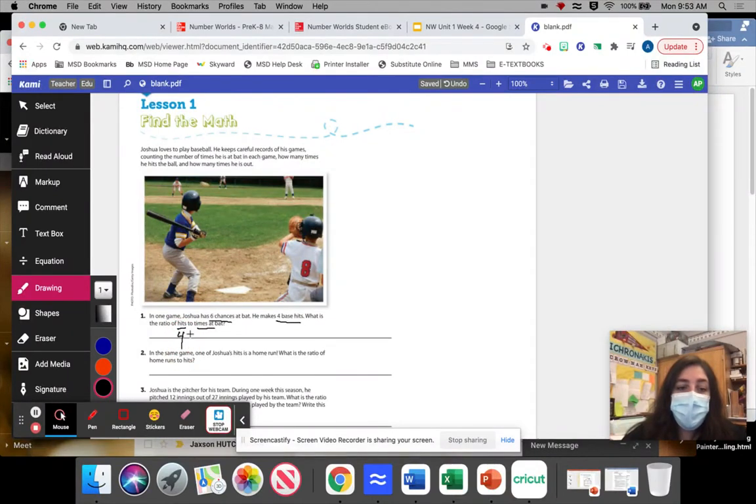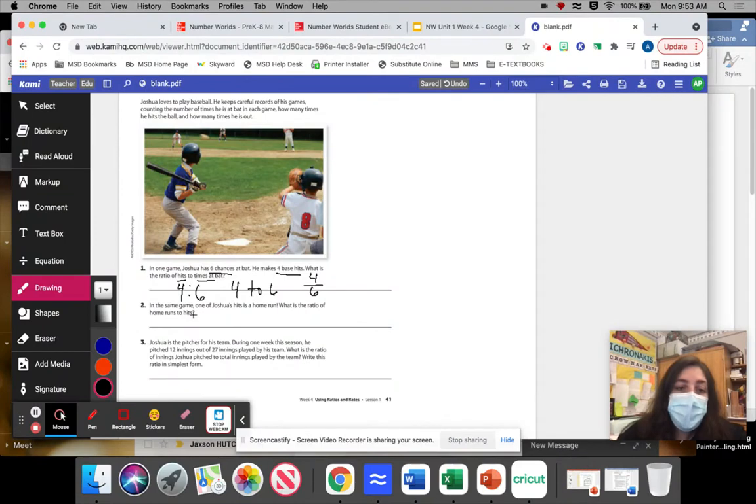So hits 4 to 6 times at bat. And you can write this with the colon, 4 to 6. You could write it like this, 4 to 6, or you can write it in fraction form, 4 over 6.